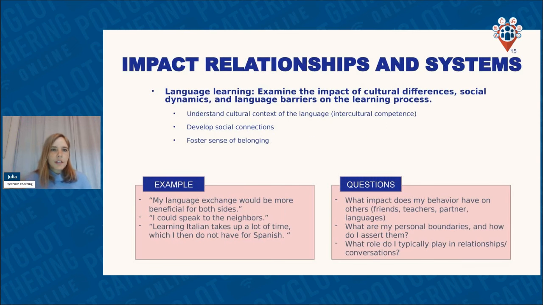Relationships and systems. For language learning, of course, one big part is which culture you're in, which social dynamics you're experiencing, depending on which language you learn, and also language barriers that are impacting your learning process. It helps you to understand the cultural context of the language and develop intercultural competence. Maybe your goal is also to develop social connections and ultimately foster a sense of belonging in the community where you are, which is a deep psychological need all of us have.